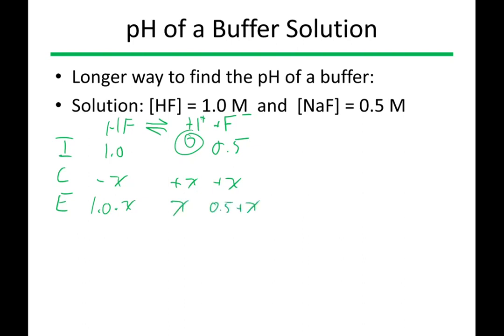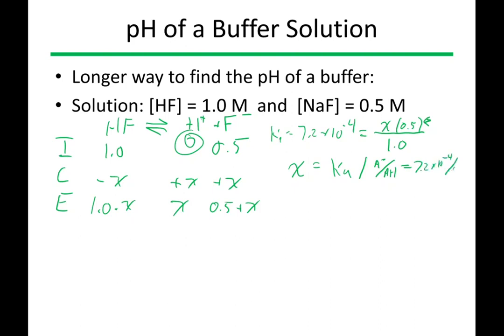We can use the small x approximation for this, and we'd want to look up the Ka for HF. So the Ka is equal to 7.2 times 10 to the negative fourth, and we have the products over reactants using the small x approximation. 0.5 plus X is going to be about 0.5, and 1.0 minus X is going to be about 1.0. So we end up with X equal to Ka divided by the concentration of the weak base over the concentration of the weak acid, or 7.2 times 10 to the minus fourth divided by 0.5. That's going to give us 1.44 times 10 to the negative third.